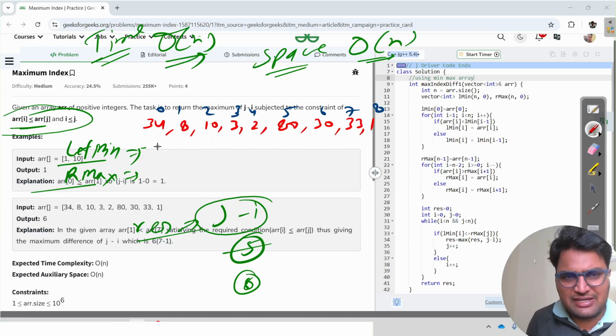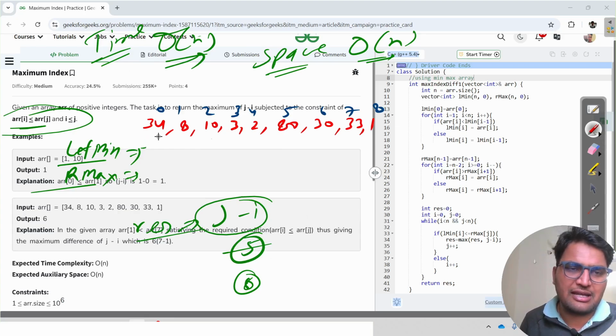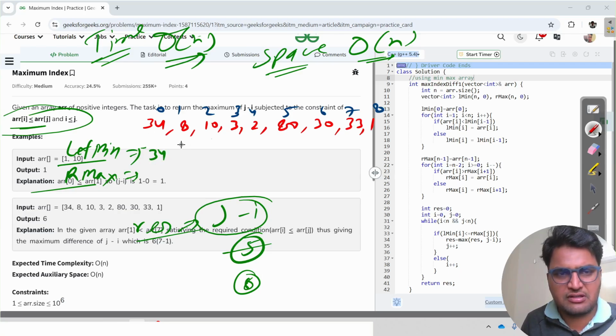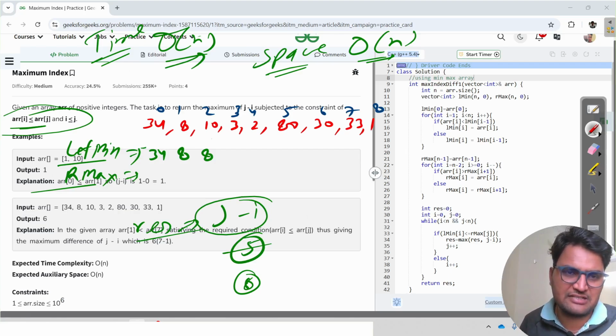So here basically we are computing two arrays. One is the left min array. What does it mean? Left min array means from the left side we compute and store the minimum. So at this stage the minimum is 34. Then check the next number. The next number is 8, which is less than the last number, so I will store 8. Then 10 is greater than 8, so I will say 8 only, right? Because from the left side we are maintaining the minimum number, correct? That is what we are doing here.